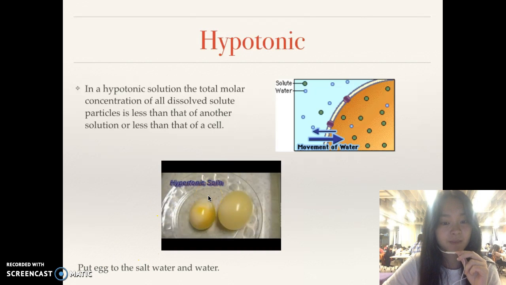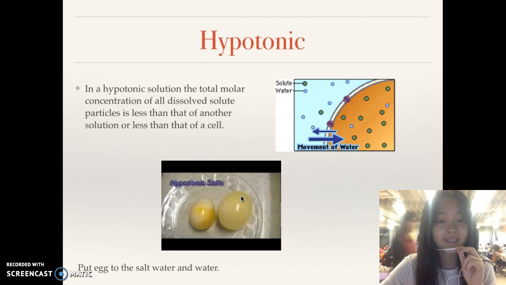The example is about 2 eggs that are put in salt water and water. So let's look at the big one. The big one is put into the water. So we can see that the egg expands a lot, which means that water can enter a cell.